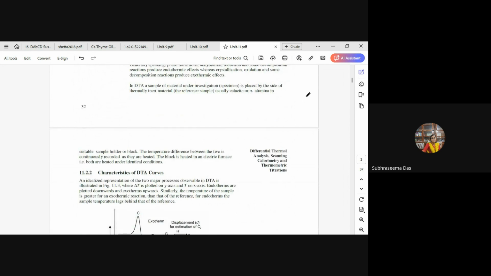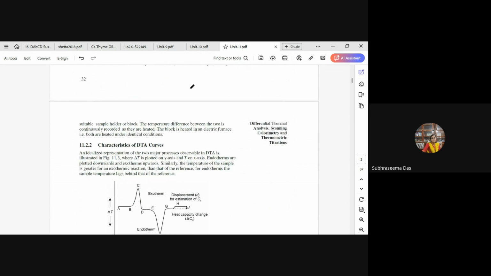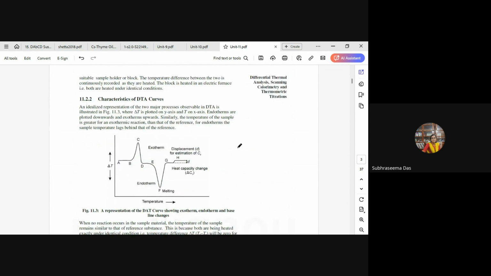So in DTA, the sample that is to be examined is placed by the side of a thermally inert material, that is the reference material, alumina, in the sample holder. The temperature difference between the two is continuously recorded as they are heated. The block is heated in the electrical furnace, so they are both heated under identical conditions, and the difference in the temperature of the sample and the alpha alumina reference is recorded simultaneously.